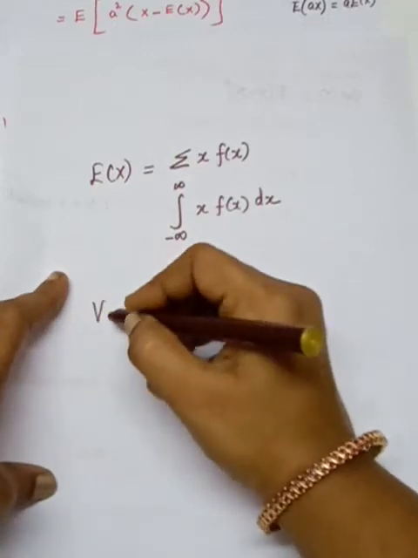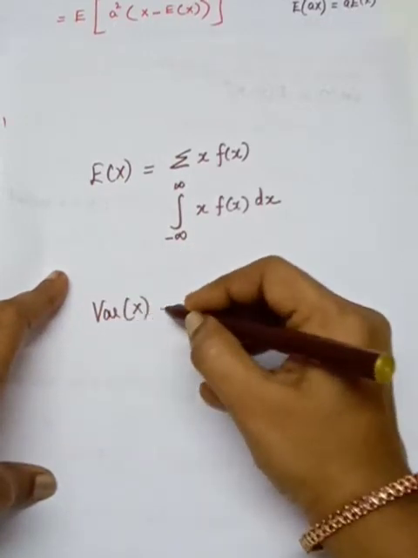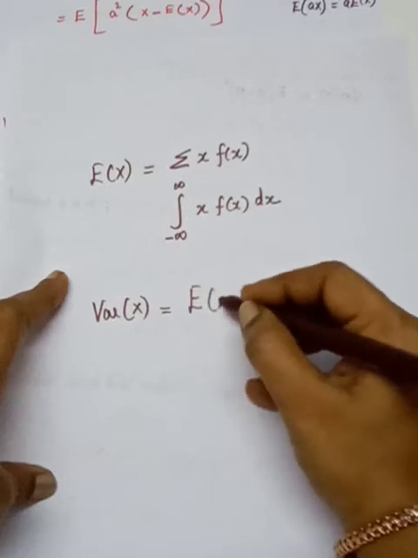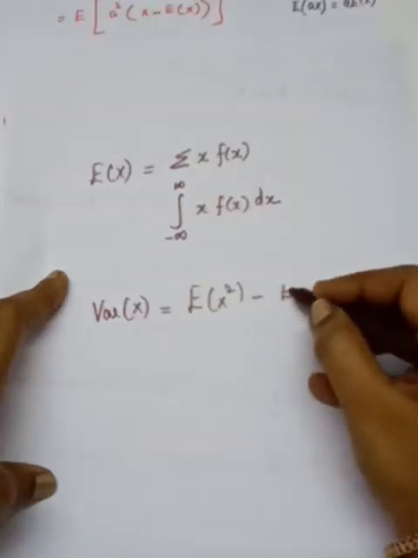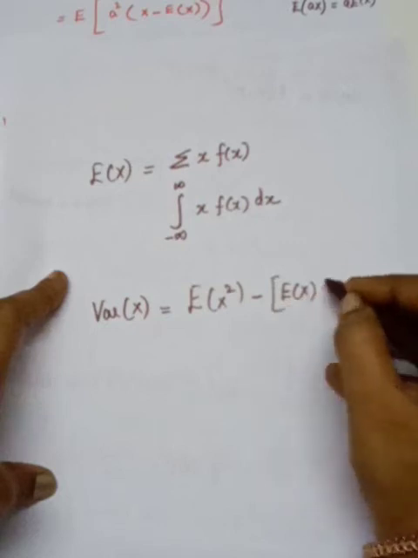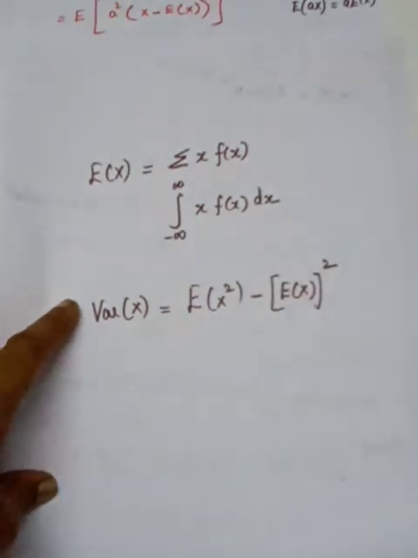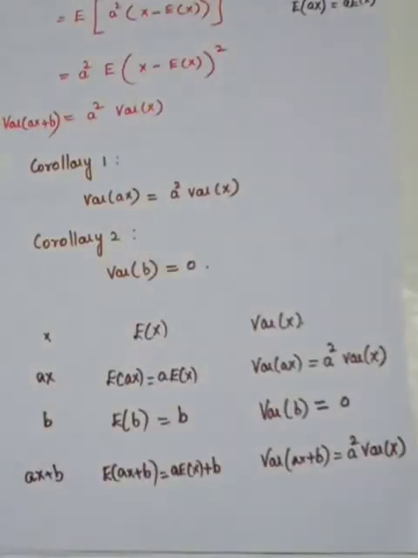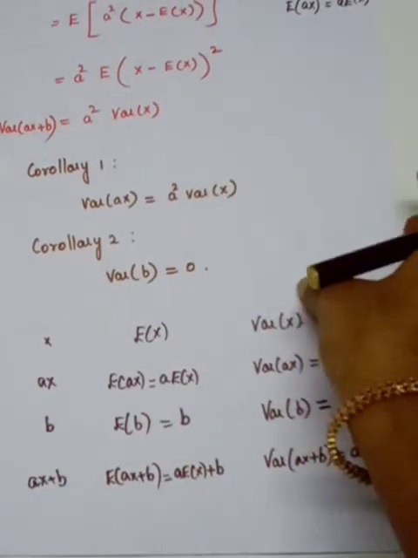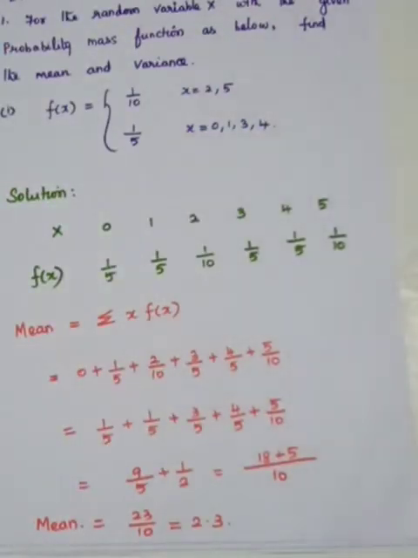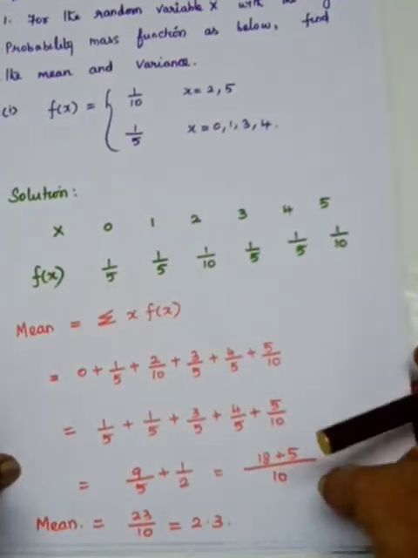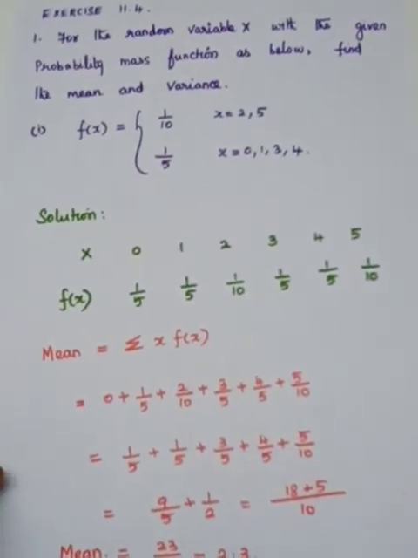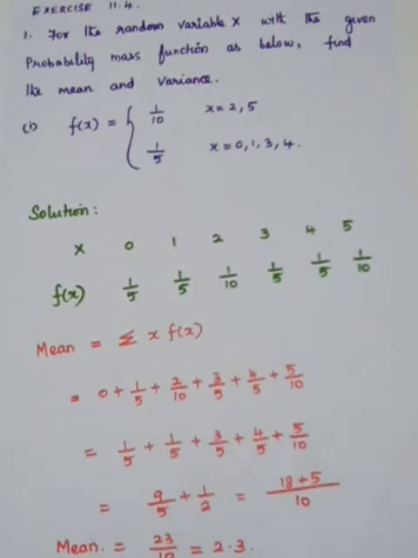Okay, so next we have to find variance of x, meaning your formula E of x squared minus E of x the whole square. This is the formula to be used. So using these two formulas, we are going to do the problems. You see exercise 11.4. For the random variable x with the given probability mass function as below, find the mean and the variance.